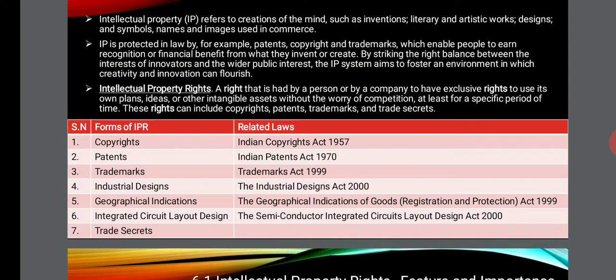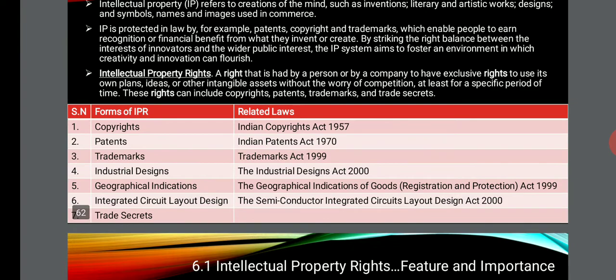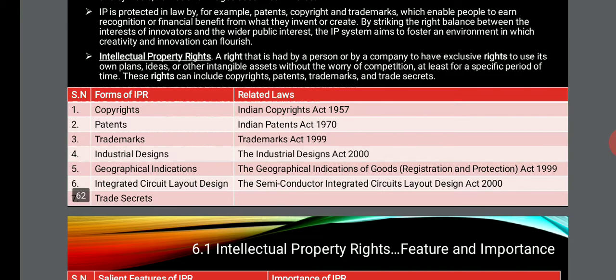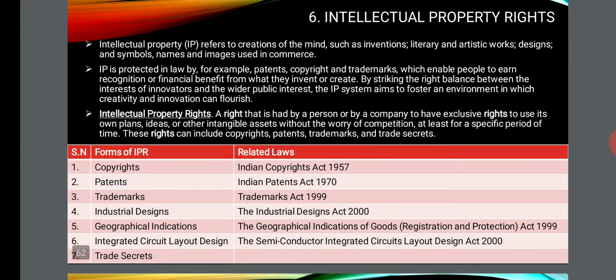A geographical indication is for a place which is famous for a product, for example Peda, Mathura. So Mathura should be given a geographical indication. Otherwise, everyone will copy their Peda and sell it. Integrated circuit layout design. So these are IC circuit layout designs. If someone designs some peculiar IC circuit layout, then that also needs to be promoted. Then trade secrets. If there are any trade secrets, then they are also to be promoted. So these are mainly 7 types of IPR.